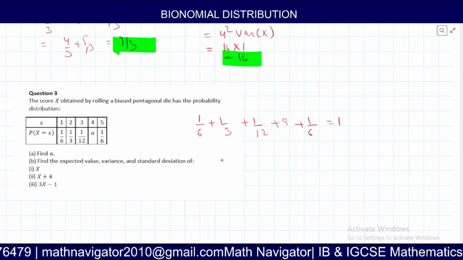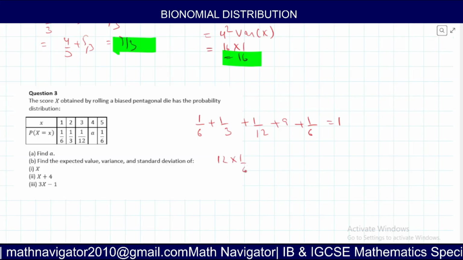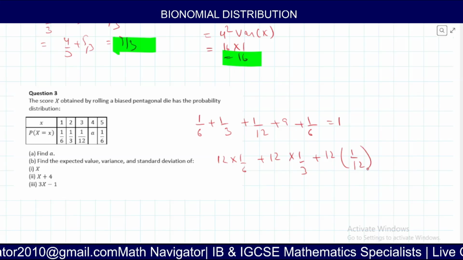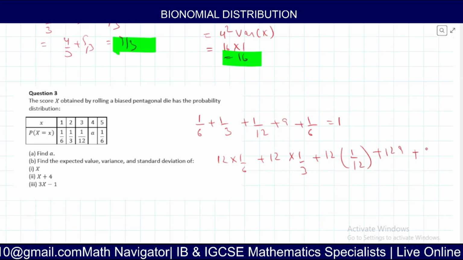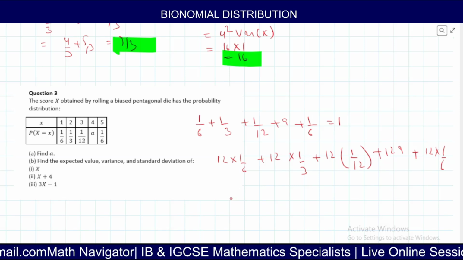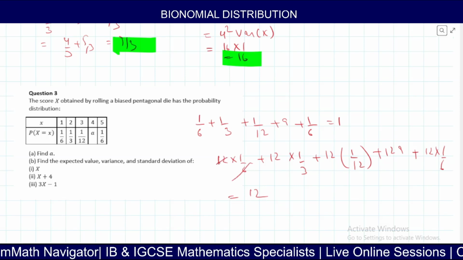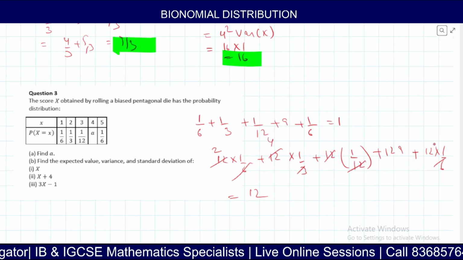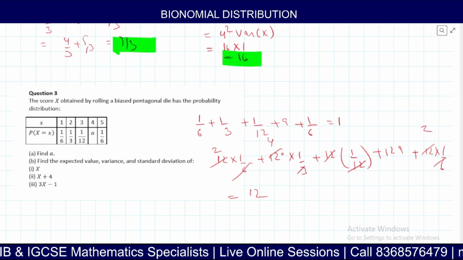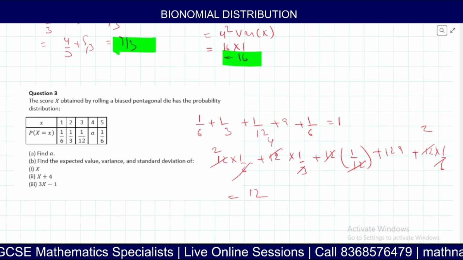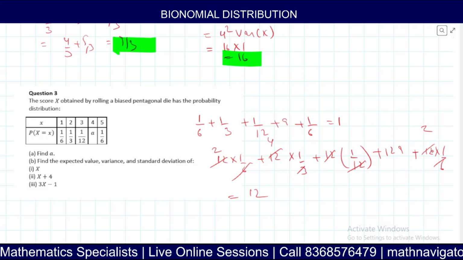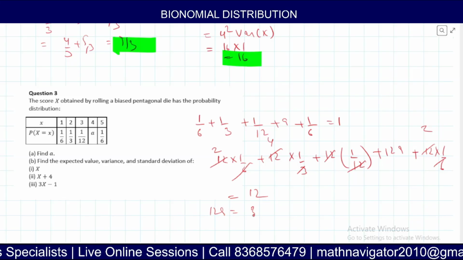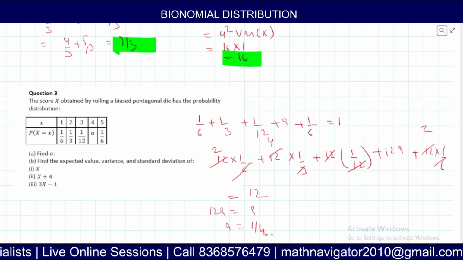So 12 times 1 by 6 plus 12 times 1 by 3 plus 12 times 1 by 12 plus 12a plus 12 times 1 by 6 equal to 12. So this will give me 2, 4, 1, 2. So 2, 4, 6, 7, 9. So 12 minus 9 is 3. So 12a is equal to 3, a is equal to 1 over 4. So this is my a.